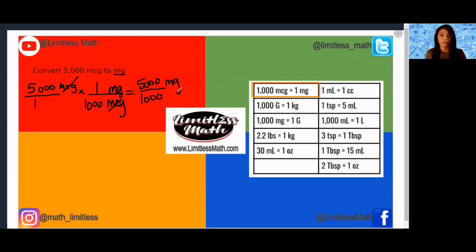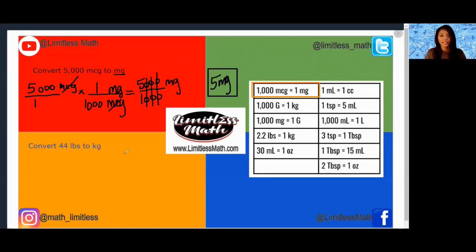Now at this point, all we're doing is simplifying or dividing. So 5,000 divided by 1,000 is simple math. The zeros cancel and we're left with 5 milligrams. For our next problem, we're going to convert 44 pounds to kilograms.